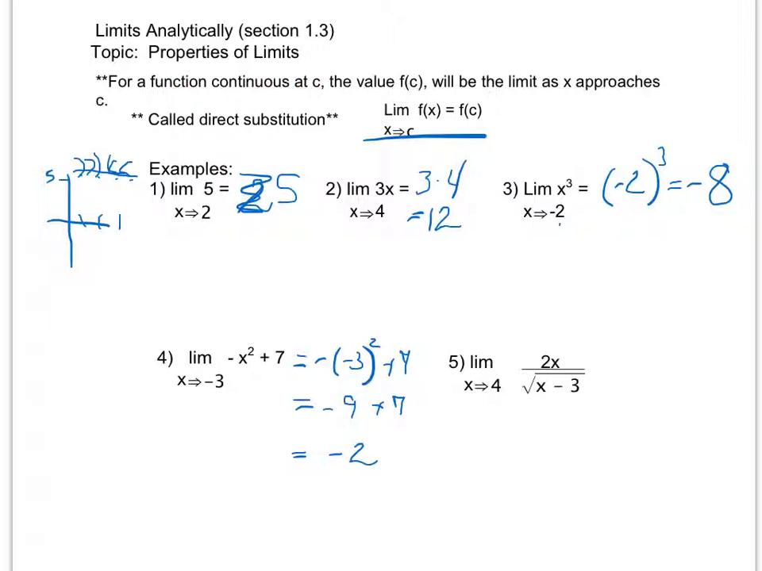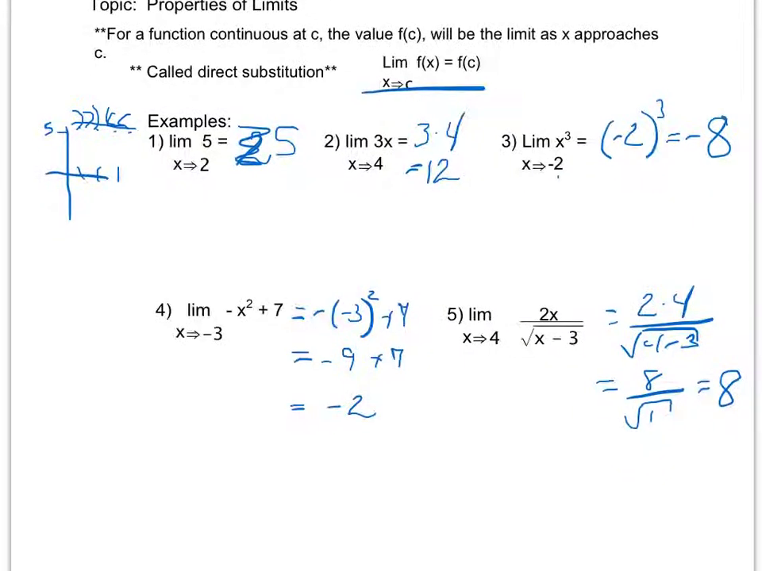So since it's continuous at 4, I'm going to go ahead and use direct substitution and plug 4 in, giving me 2 times 4 over the square root of 4 minus 3. Well, that gives me 8 over the square root of 1. I know the square root of 1 is just 1, and 8 over 1 is just 8. So if you can determine if a function is continuous at the value that you're looking for the limit at, all you have to do is use direct substitution. Once again, that's going to be our easiest way to evaluate the limit. And I believe that was the last example.